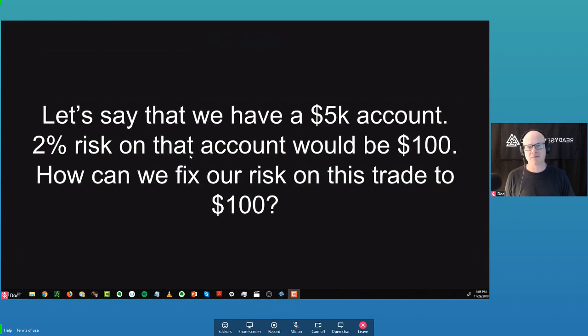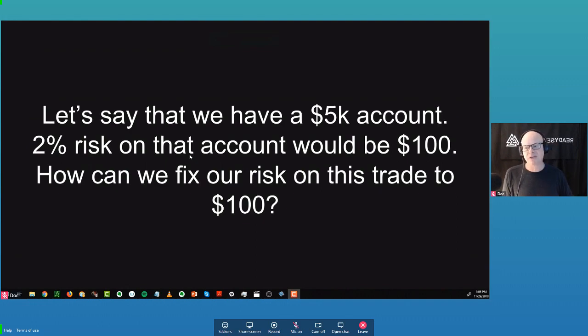So let's say that we have a $5,000 account. And for those of you that are not using the dollar as your fiat currency, just substitute 5,000 euros or whatever you want to use in there. It really doesn't matter. So $5,000 account, 2% risk on that account will be $100. Okay, hopefully everybody's with me so far. 2% times 0.02 times 5,000 is 100.